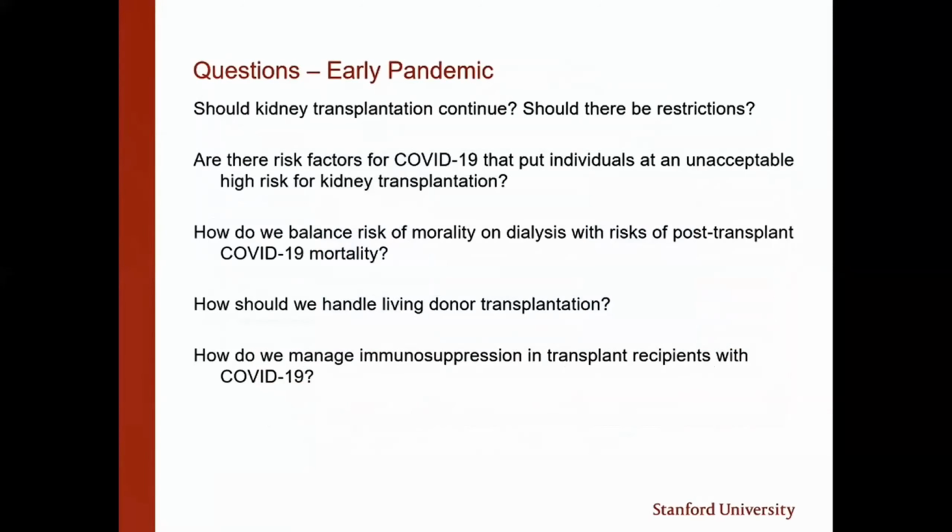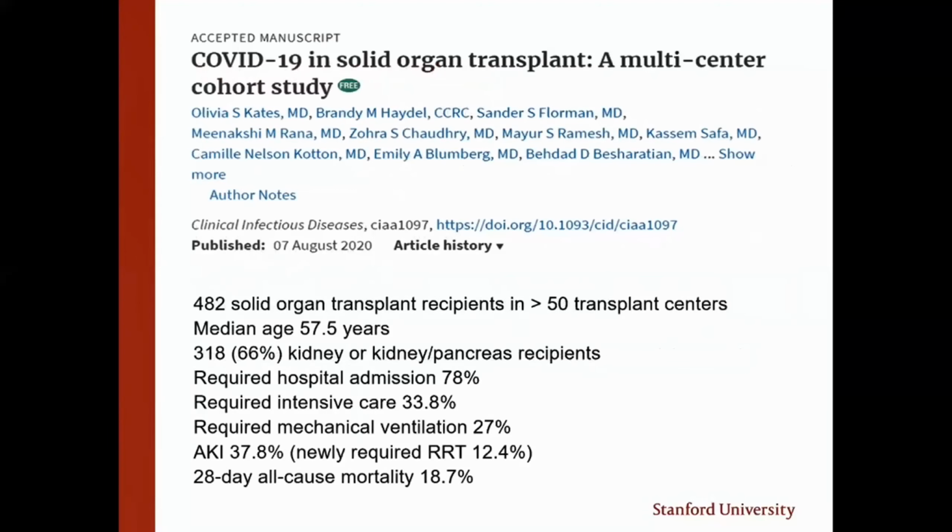Now, the data consistently shows that older patients and those with comorbid conditions are at higher risk for severe COVID-19 disease. However, at the beginning of the pandemic, it was not clear whether or not kidney transplant recipients were truly at higher risk for disease. Some of the questions we had were, should kidney transplantation continue and should there be restrictions? Are there risk factors that would put patients at unacceptably high risk for kidney transplantation? How do we balance the risk for mortality on dialysis with the risk of post-transplant COVID-19 mortality? And how should we handle living donor transplantation? Finally, do we need to make any changes to our immunosuppression management in the setting of COVID-19?